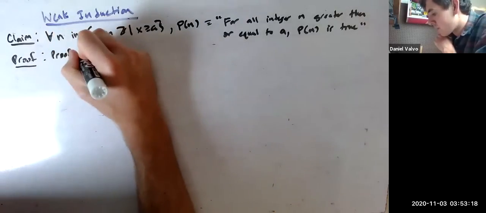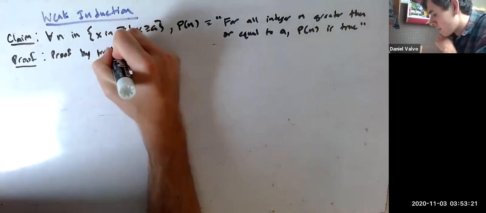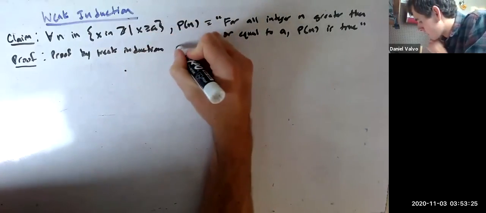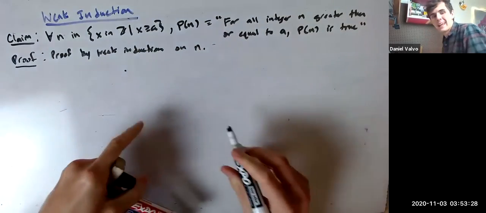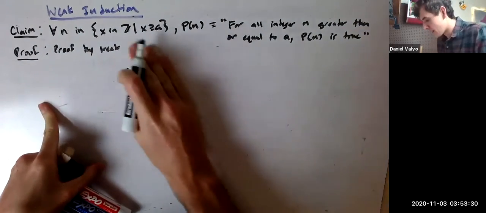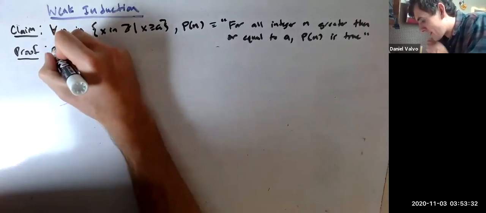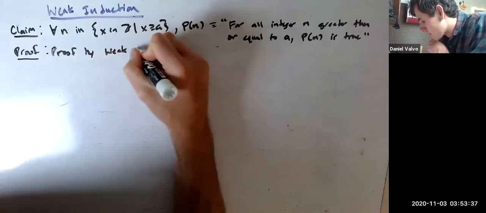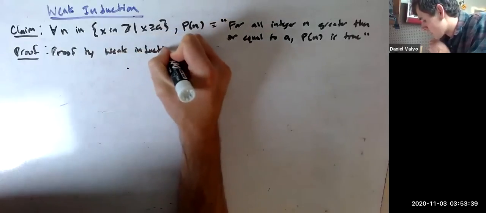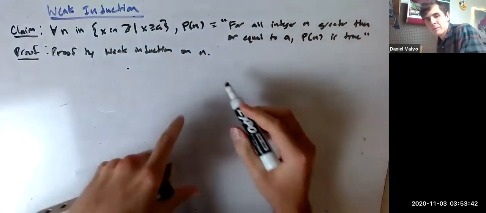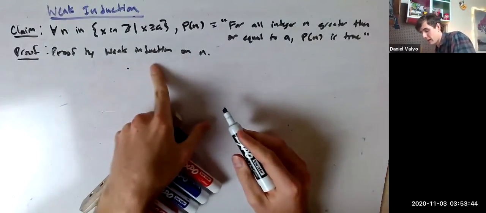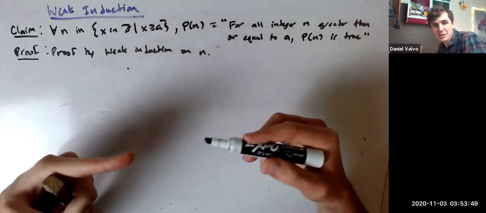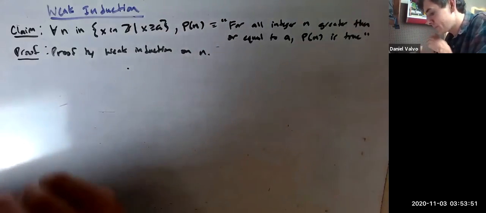You always say proof by weak induction on n. I'll write that lower. I don't like where I put that. Proof by weak induction on n. And so this tells you we're going to be using weak induction. And the "on n" tells you that's kind of like the variable it's going to be used in your chain. You'll see what I'm talking about in a second.